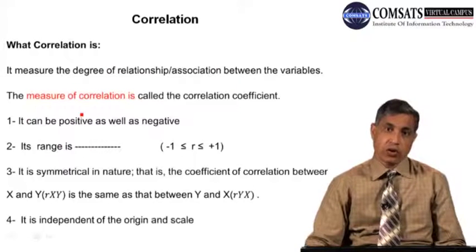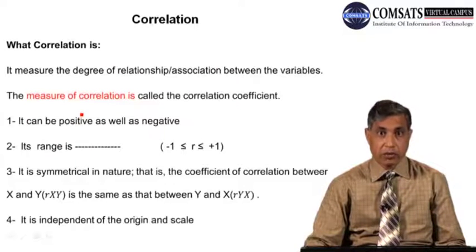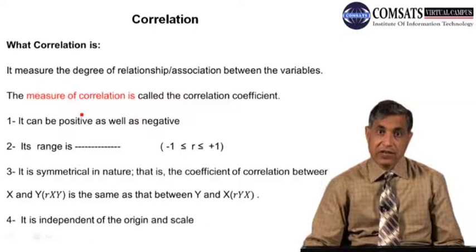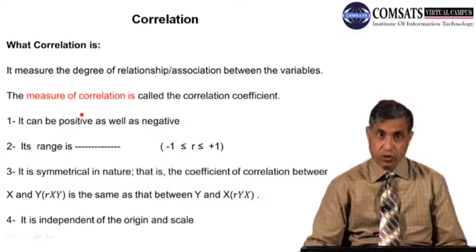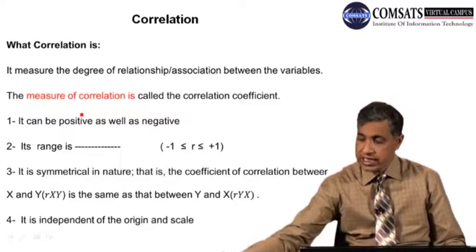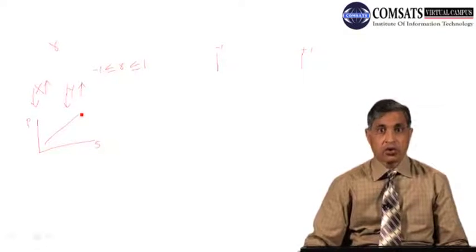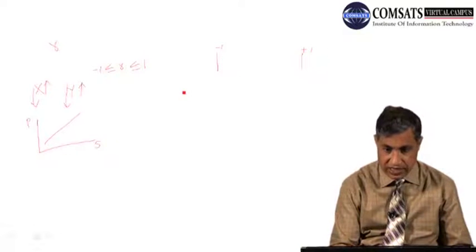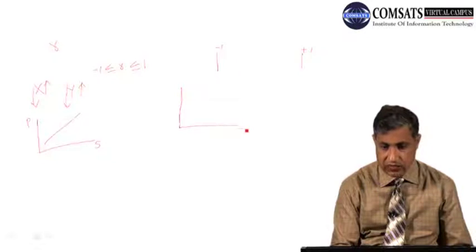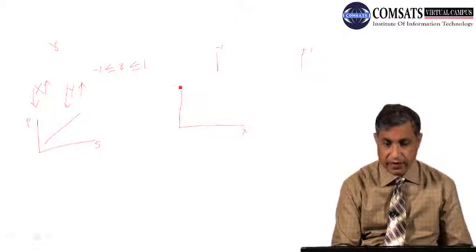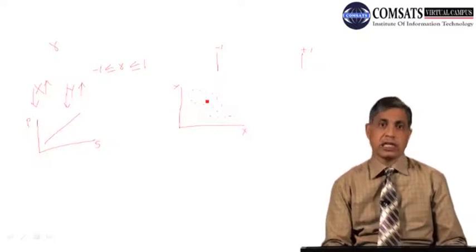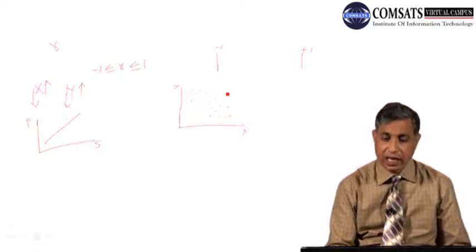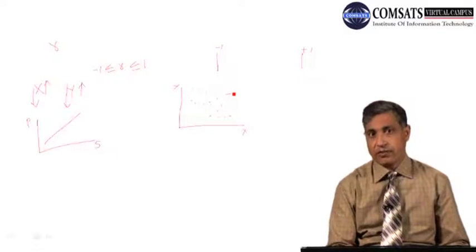So the range of the correlation coefficient. We will be talking about its formula also, but still we are looking at some of the basic characteristics of the correlation coefficient. It ranges between -1 and +1. For example, if I say that this is variable x and this is y, and there is such a situation, immediately you should be able to guess that the relationship is negative.